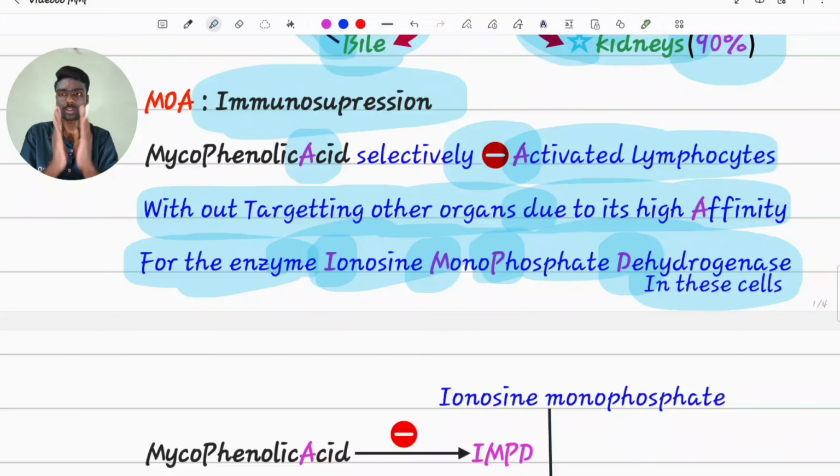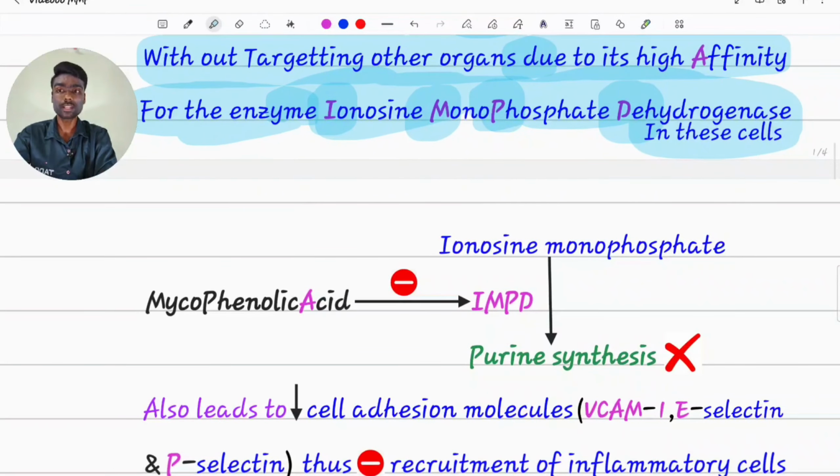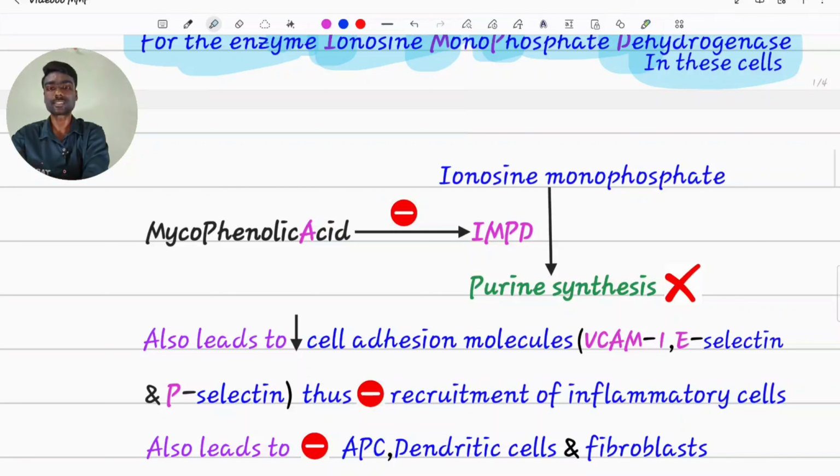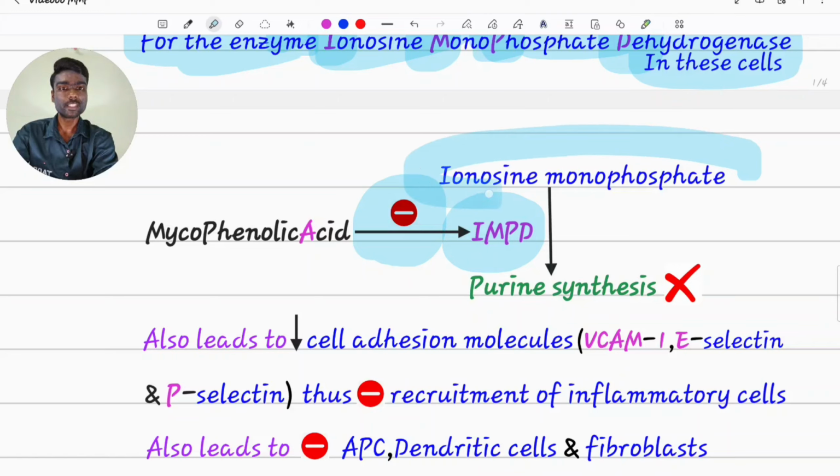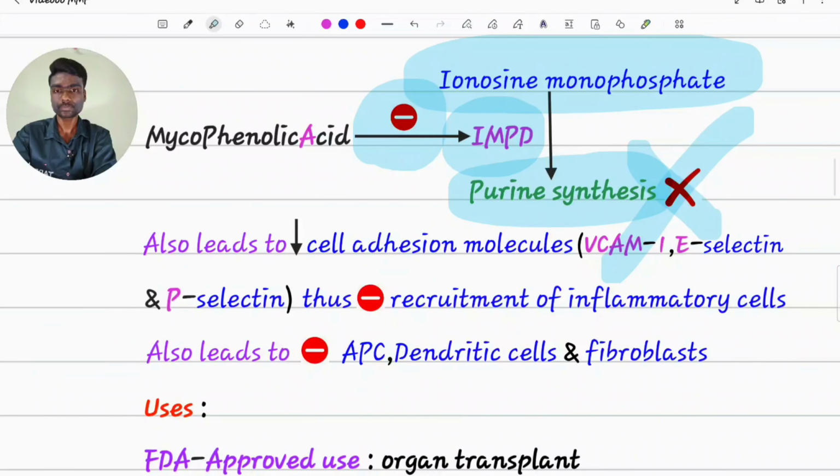If a drug is having a narrow therapeutic index, we have to cautiously monitor the serum levels. If in case it exceeds this narrow therapeutic index, it leads to toxicity. That problem is not there with mycophenolic acid because it is highly selective towards our activated lymphocytes. Now we can see our mycophenolic acid is inhibiting inosine monophosphate dehydrogenase, which helps in purine synthesis. Now purines are not getting synthesized from inosine monophosphate, leading to immunosuppression.